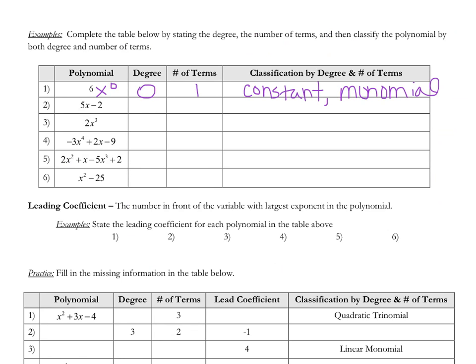For the second example, we have x to the first, which is degree 1, and we have two terms. Remember that terms are separated by plus and minus signs. So this would be a linear binomial.